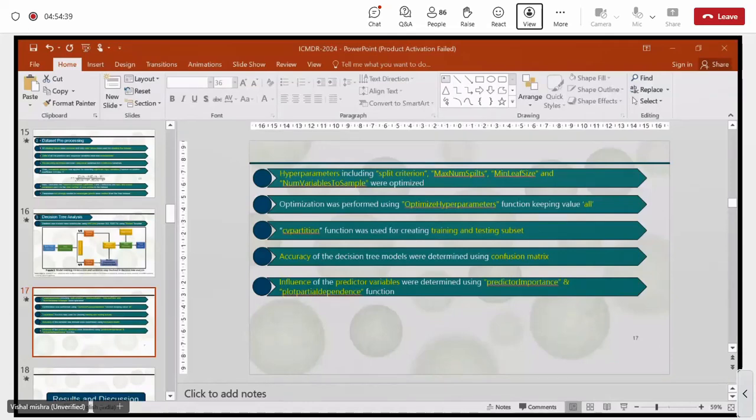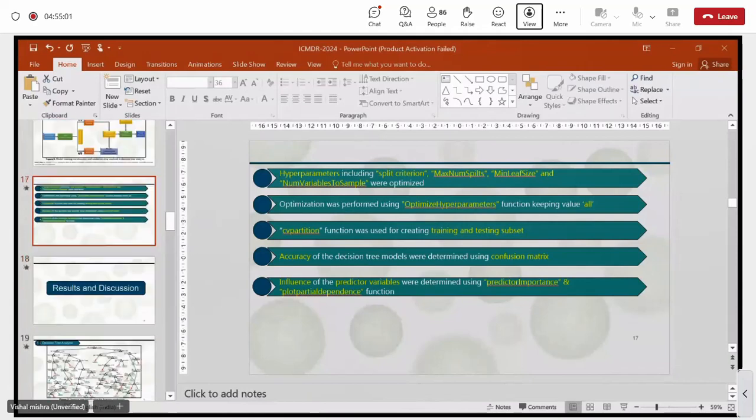CV partition was used for training and testing the subset. Accuracy of the decision tree models was determined using a confusion matrix. That I will show in the further results, what we actually got. These are some scientific or more or less technical terms which are actually used during the coding and to make a decision tree. Influence of the predictor variables was determined using predictor importance and the plot partial dependence function.